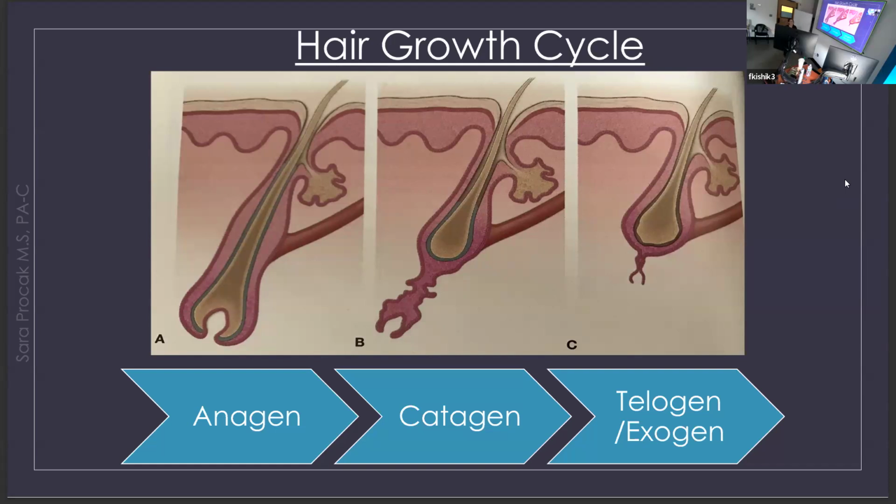After telogen, then exogen occurs. Exogen is where there is active hair shedding. It's where we actually lose our hair. But the reason that we actually lose our hair is because we're moving back into anagen, and a new hair is growing, pushing the old hair out. So that's why that happens.